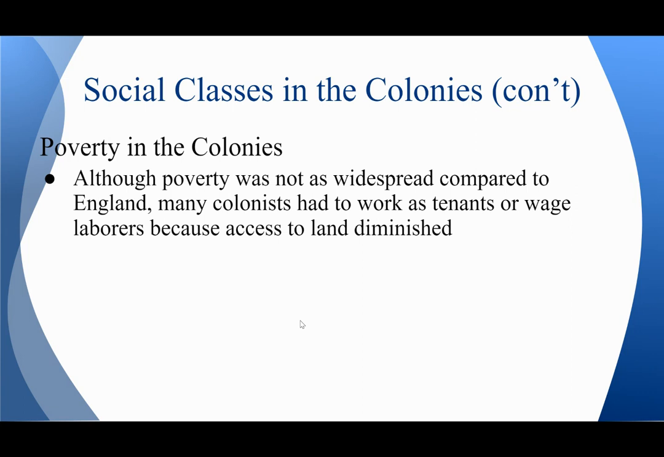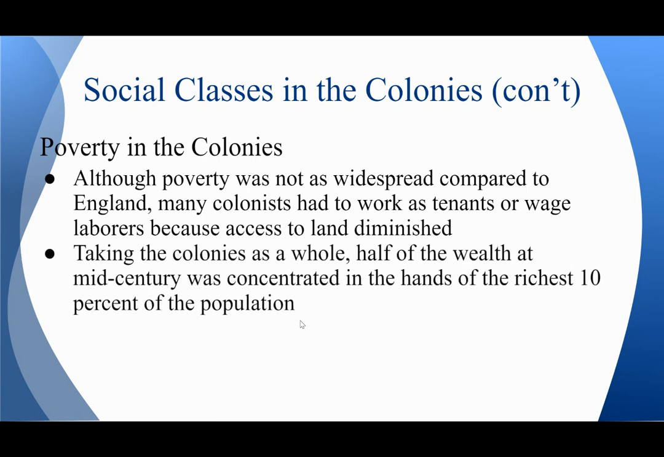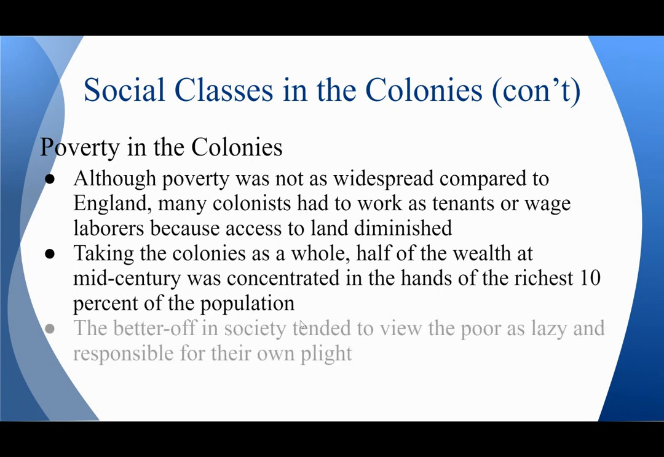Like I said, in Virginia, most land in the 1700s is inherited. And so tenant farmers are people who are basically working the land for someone else and getting paid to do so. So taking the colonies as a whole, half of the wealth during the mid-century is concentrated in the hands of the richest 10% of the population. And so that means 10% of the population controls 50% of the wealth in the colonies.